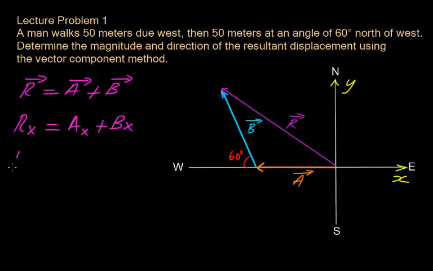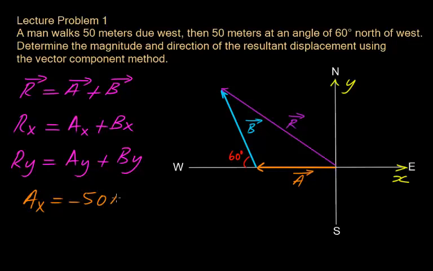And in a similar way, Ry equals Ay plus By. Notice in our example here that Ax is equal to negative 50 meters because it's pointing towards the negative x. However, Ay is equal to 0 because the A vector is lined up with the x-axis. Any vector that is lined up with the x-axis automatically has 0 y component. The same thing can be said about vectors that are lined up with the y-axis. Those vectors do not have x components.